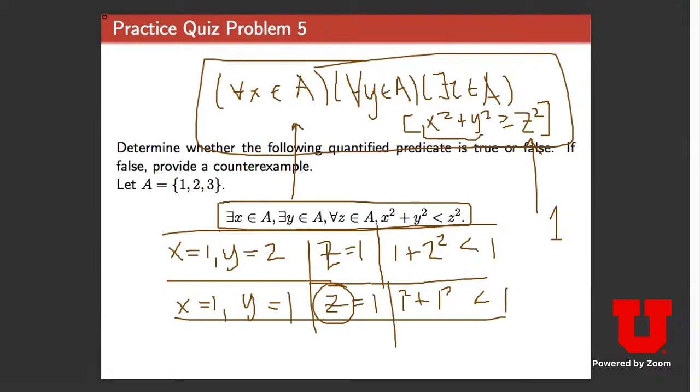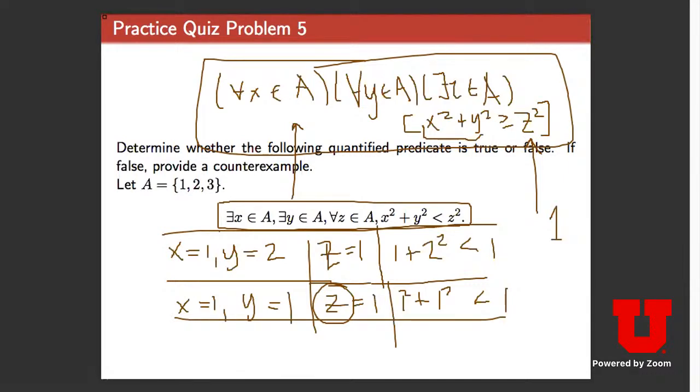I have a question. Can we not just find a counterexample and say this is false? And that's actually what we did. So we found the counterexample, which is Z equals 1, and we showed that for every pair X and Y, the statement was false. So that means that there is no pair X and Y such that for every Z, the statement is true. And so we have found a counterexample such that the statement is false.